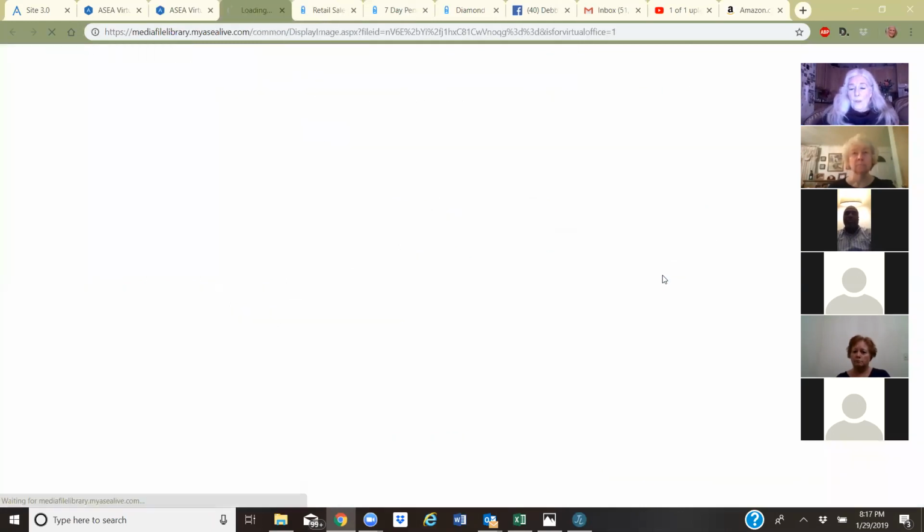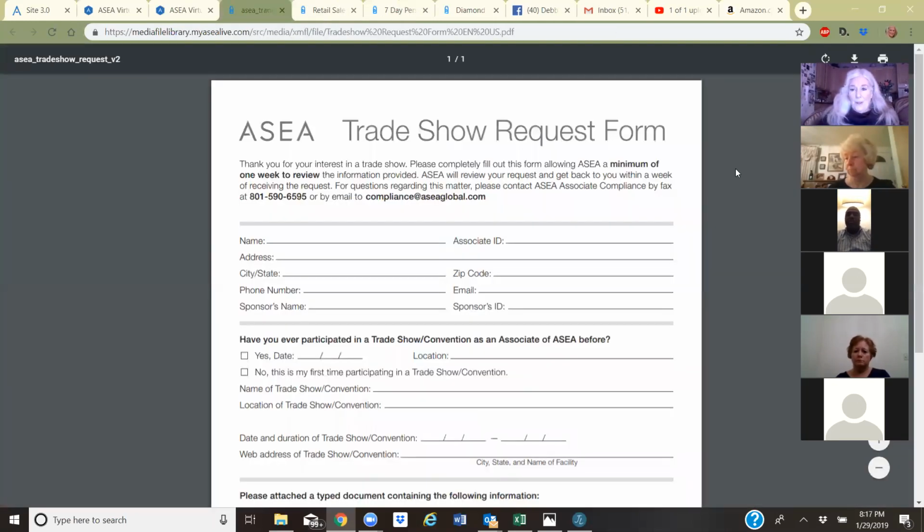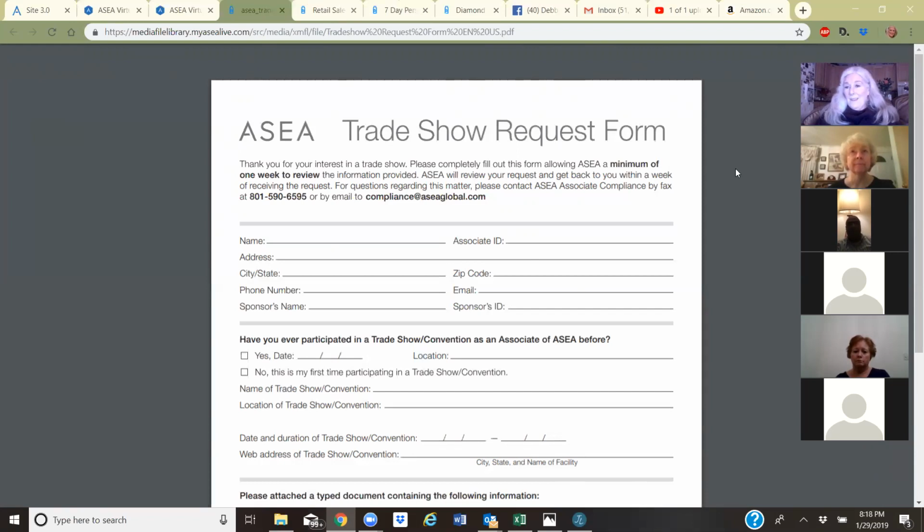A trade show request form. Here's one that not many people know you're supposed to do. If you want to be in a trade show or a health fair, any kind of stuff, you're supposed to go through some compliance for that. And you're supposed to fill this out. I don't know that many people know about it or even do it, but if they find out, they could, I guess, yell at you, is what they would do, but whatever.